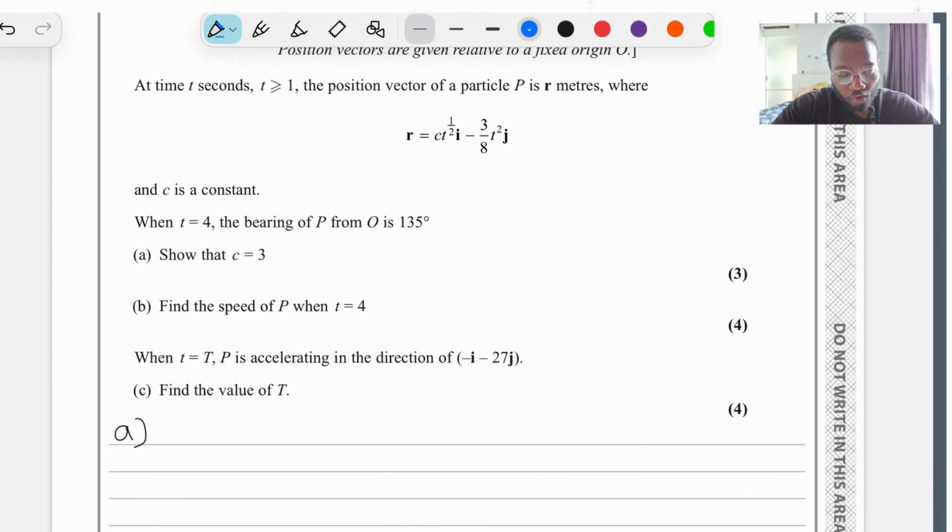So for question 4, we have the position vector of a particle P is r meters, where r is equal to that equation there, where c is a constant, and when t is equal to 4, the bearing of P from O is 135 degrees.